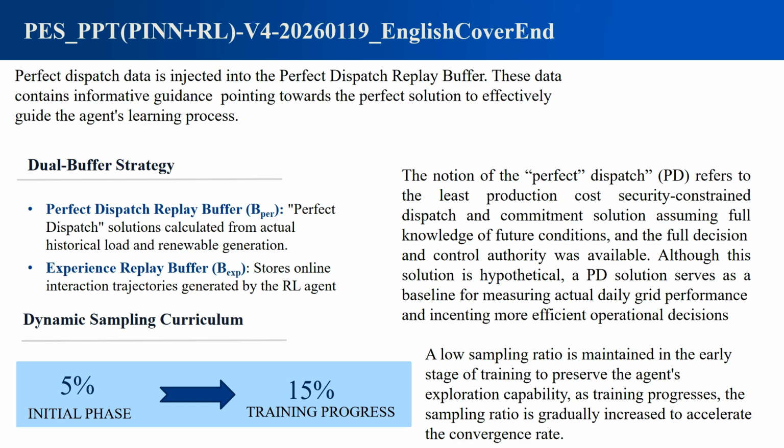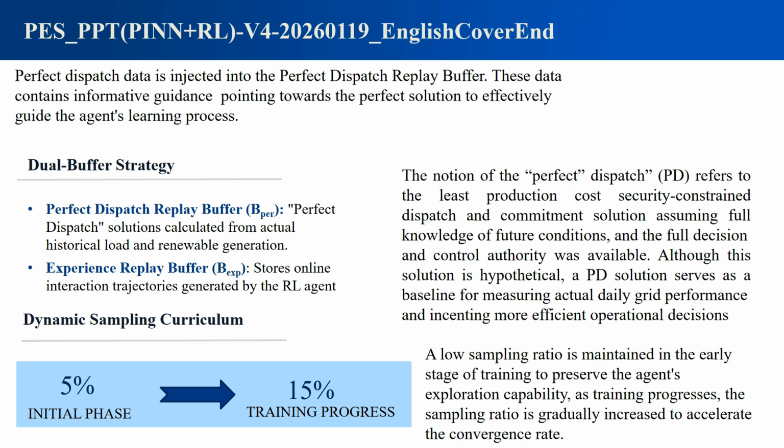The experience replay buffer stores trajectories generated by the RL agent during online interaction. Those samples reflect the actual learning distribution, including mistakes, corrections, and the effect of the safety layer. The method does not rely entirely on either buffer. It gradually changes the sampling ratio.